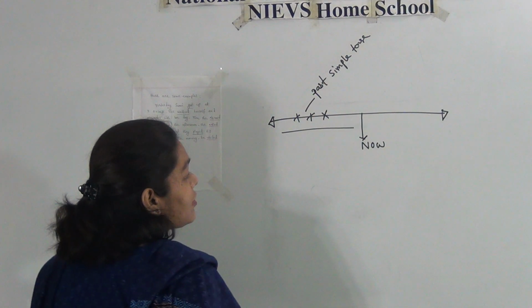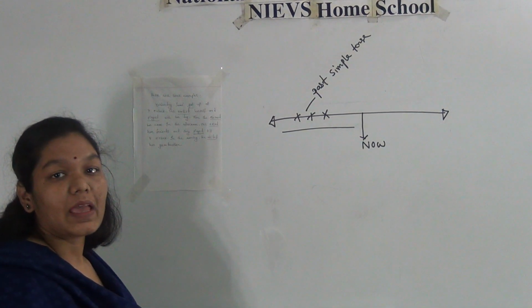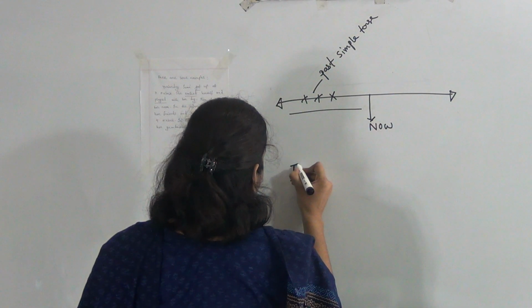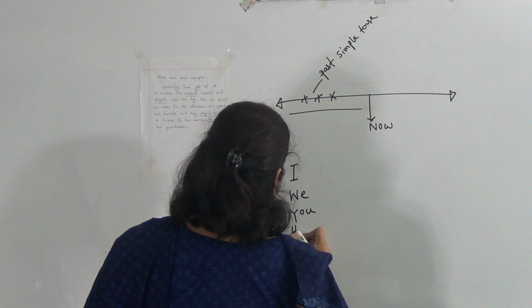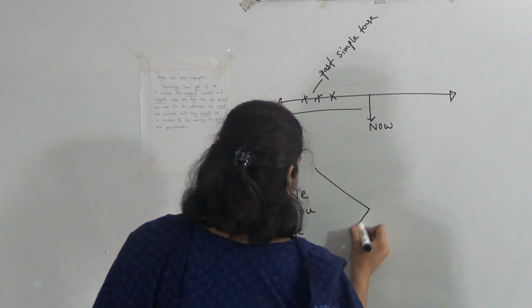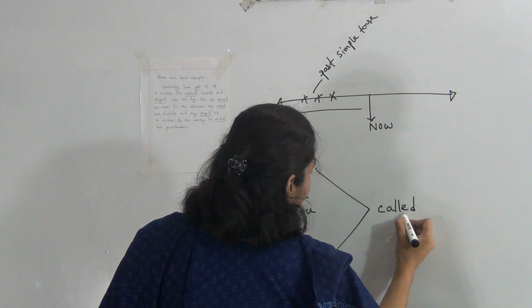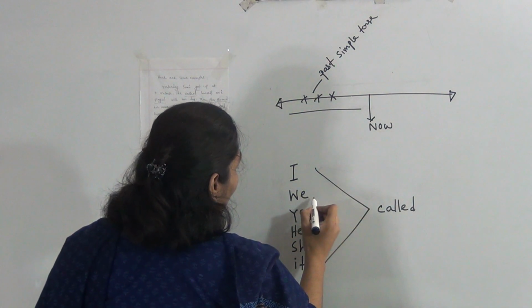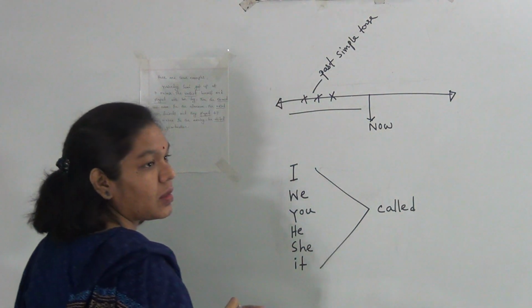So now, simple past tense is so easy because when we use it with different subjects, you have to carry only one word. For example, I, we, you, he, she, it. It carries only one word, called. It is a past form of the verb. Okay. So we can say that I called, we called, you called, he called, she called, it called. There is no difference of verb.